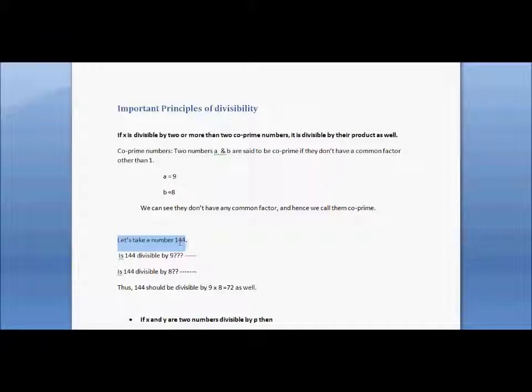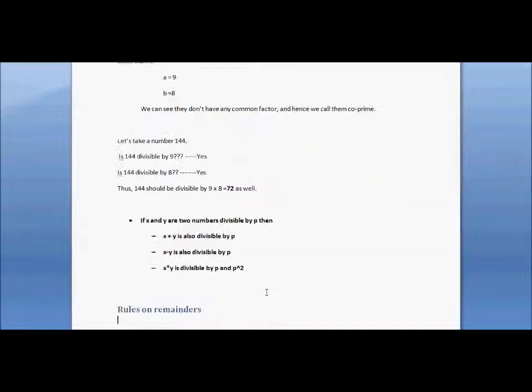So now let's take a number which is divisible by both 8 and 9. 144 is such a number. Is 144 divisible by 9? Yes, it is. Is 144 divisible by 8? Yes, it is again divisible by 8. So by this rule, 144 should be divisible by 72, which is the product of these two numbers, and which is true. 72 into 2 we get 144. So 144 is divisible by 72.